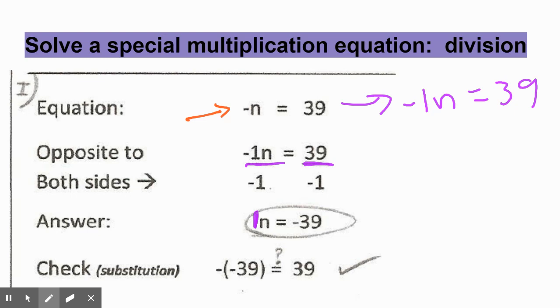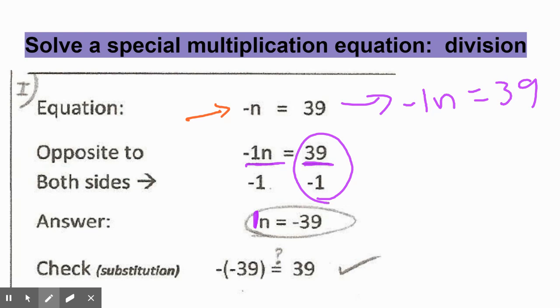And what is a positive divided by a negative? It's a negative. But again, if you forget that rule, what's the opposite? This just means take the opposite of negative 39. You get the opposite of positive 39, which gives you negative 39.